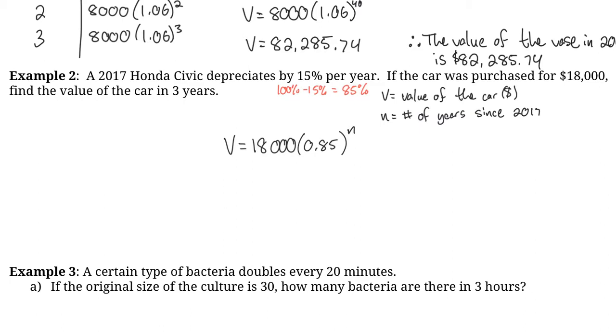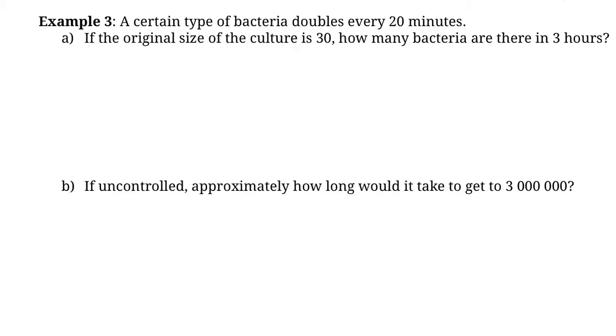And n is our exponent. That's the number of years since 2017. So we know we need to find the value of the car in 3 years. So that means n is just going to be equal to 3. So we can plug that into our equation right away. So we have 18,000 multiplied by 0.85 to the power of 3. So when we calculate that, we should get the value of the car is $11,054.25.